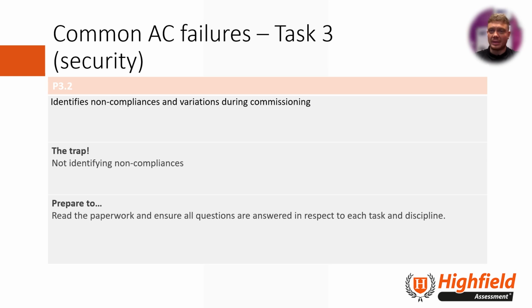And task 3 within the security pathway. Common areas of fail are P3.2 identifies non-compliances and variations during commissioning. The trap with this one is not identifying the non-compliances. In order to prepare, please ensure that you review the paperwork thoroughly and complete all the boxes where required, with a yes, no or an NA response.